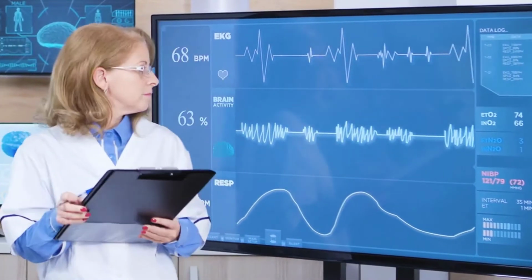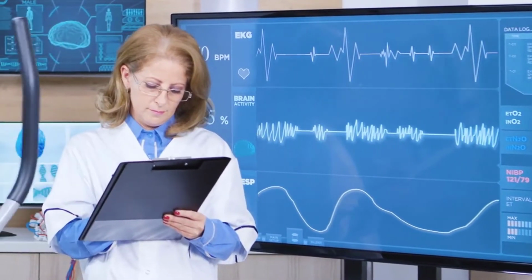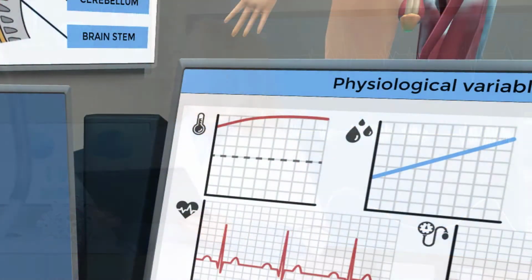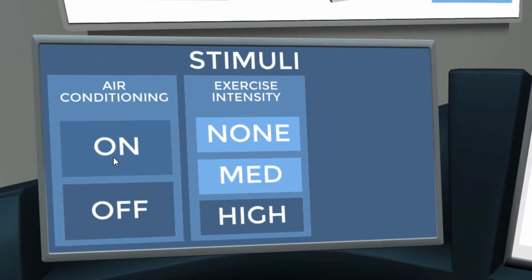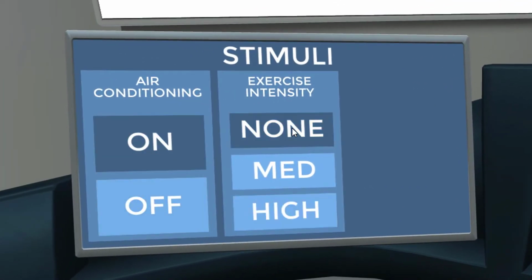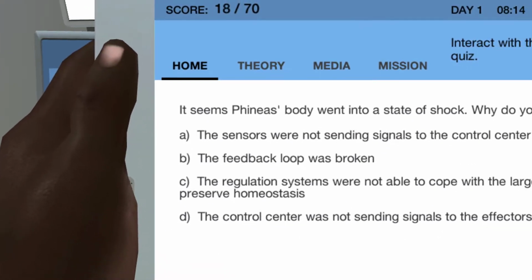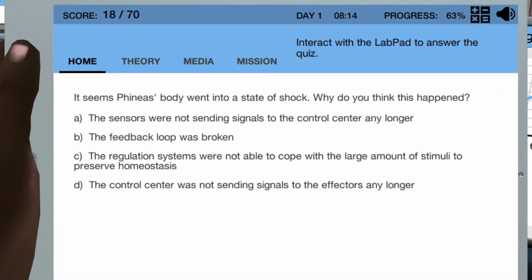Quick, act to remove some of the stimuli before irreversible damage is inflicted to Phineas. Turn the air conditioning on and stop the exercise. It seems Phineas' body went into a state of shock. Why do you think this happened?